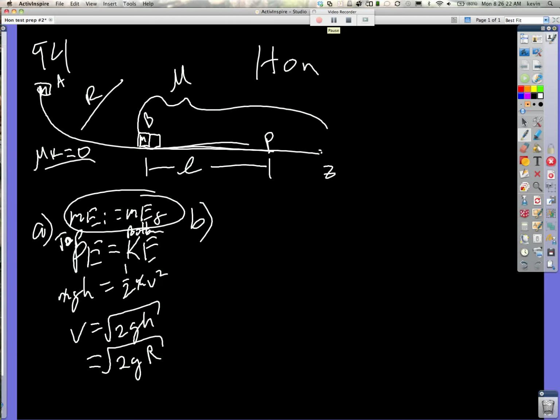And who was moving in the beginning? Yeah, well actually let's go ahead and do it fully, right? There's PA plus PB equals P(A+B), because they stick together. PB is 0, because it's not moving at the moment of collision. So we get m times VA equals 2m times V, and the m's cancel, and V is equal to VA over 2, which is equal to the square root of 2GR over 2.